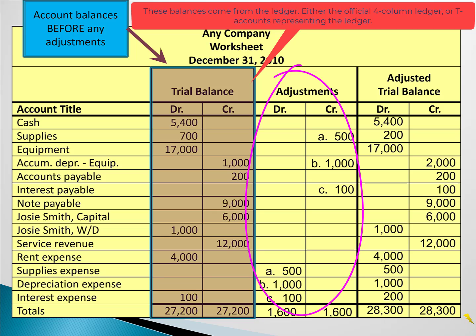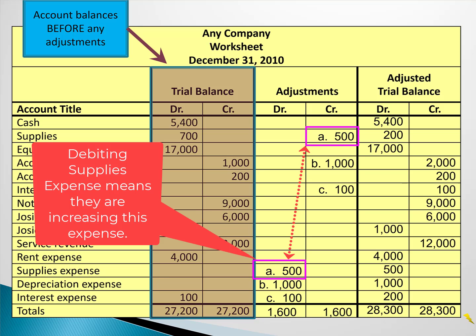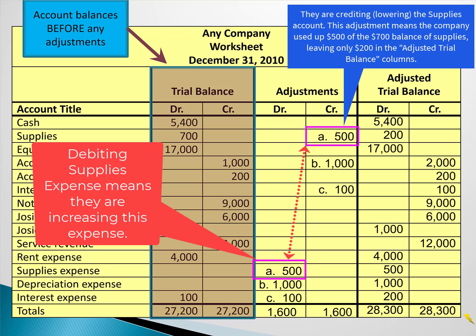So let's see if we can figure out what's going on in adjustment A. In adjustment A, it looks like they're debiting supplies expense. Since they're debiting expense, that means supplies expense is increasing. And then the credit is supplies going down. So what type of adjustment would increase supplies expense and lower supplies? Well, that's the adjustment to show how much supplies were used during the period.